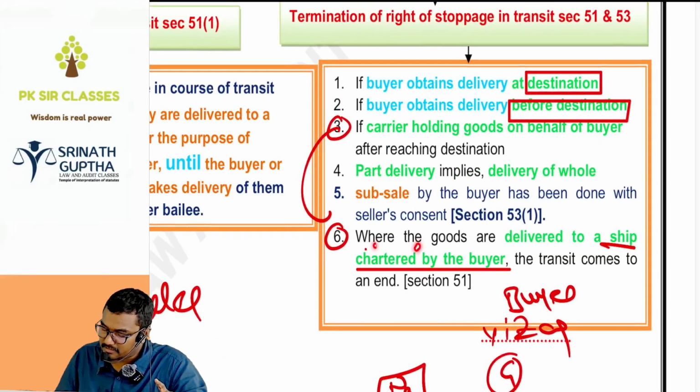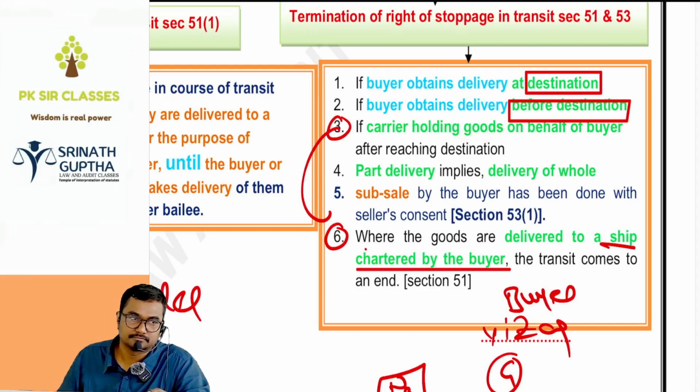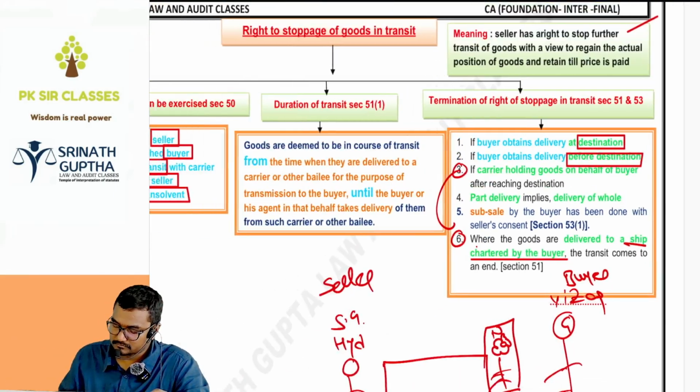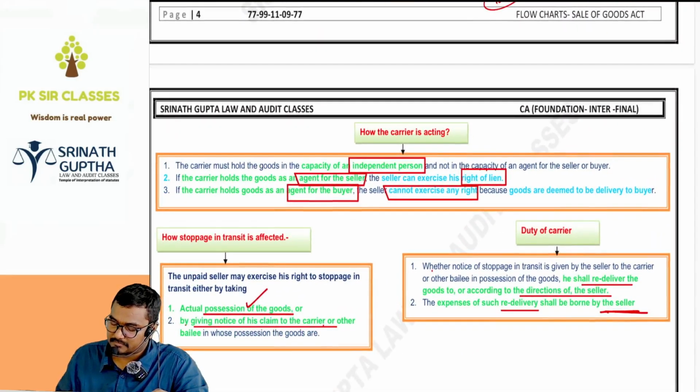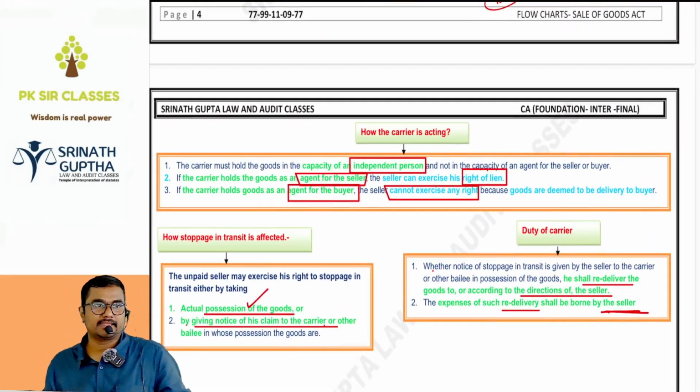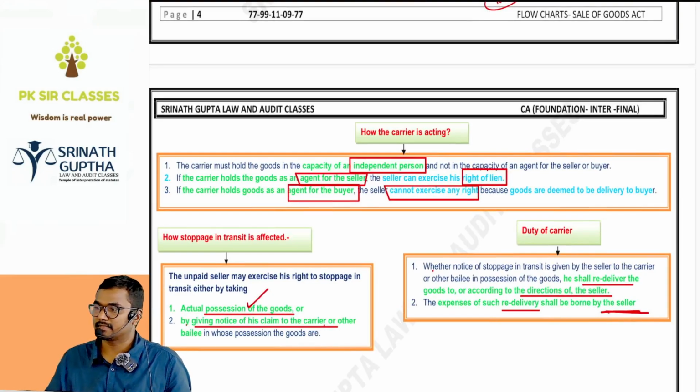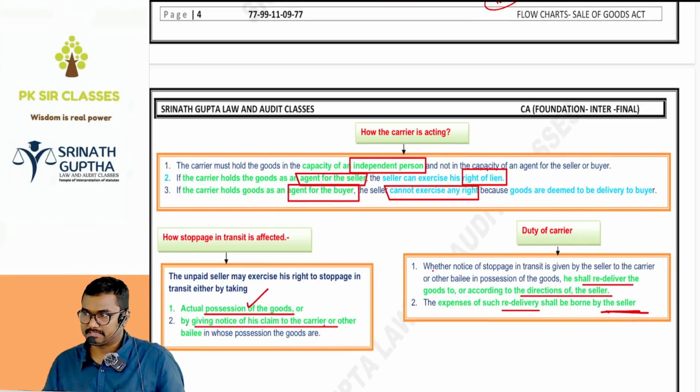Next, where the goods are delivered to a ship chartered by the buyer, nothing but a third party only. It may be a carrier, it may be a ship also. Next, how the carrier may be acting. Here, carrier means the lorry, the DCM. He may act in three capacities.